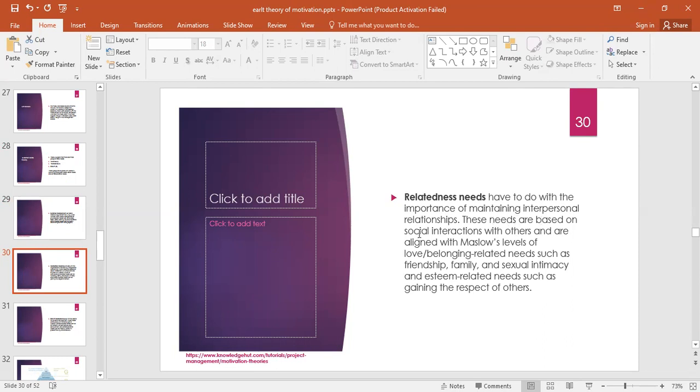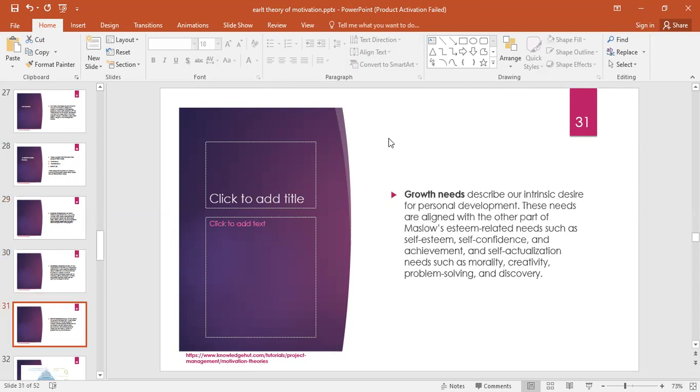These needs are based on social interaction with others and are aligned with Maslow's levels of love and belongingness-related needs, such as friendship, family, and sexual intimacy, and esteem-related needs, such as gaining the respect of others. Then come the growth needs.